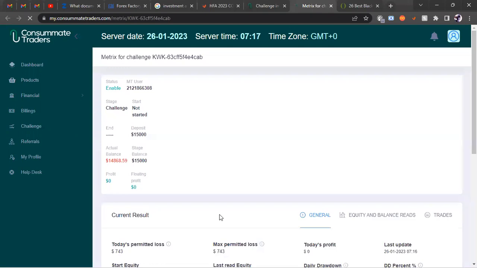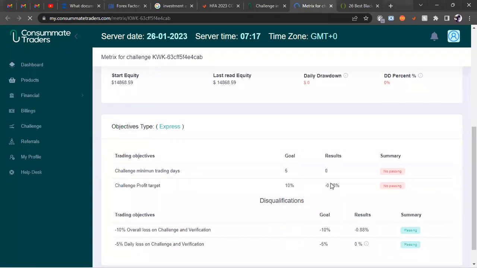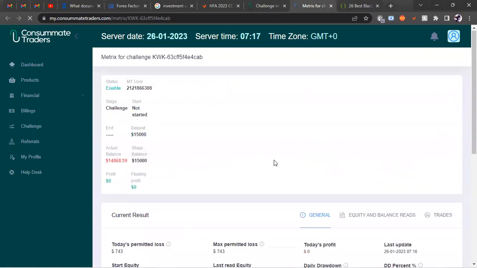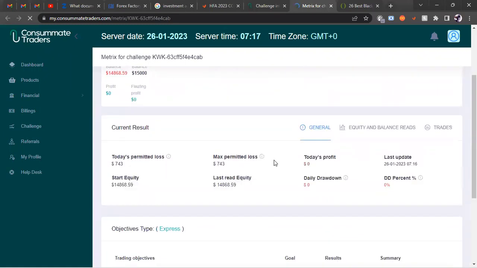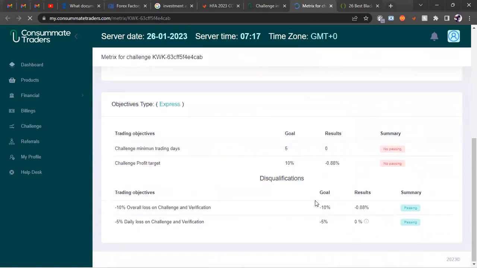Okay, so how much have I lost? Minus 0.88%. It was not even up to 1%. So that's basically it, but I know the next trades are going to be better. I think the mistake I made was not moving my stop loss to break even. I'm still trying to investigate why.